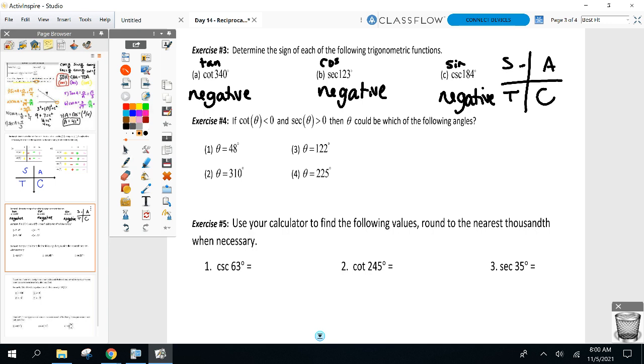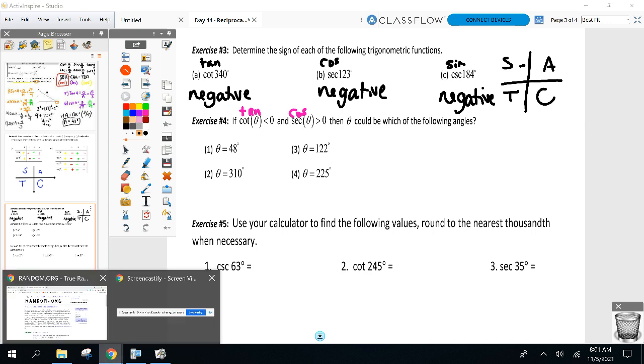Where is cotangent less than, a fancy word for negative? And cotangent goes with what? So if you want, maybe it'll help you to write tangent on top. Where's tangent negative and what does secant go with? SEC, cosine. Greater than zero would be positive. So maybe that helps you out too. All right, where's tangent negative, cosine positive? Just give me the quadrant.